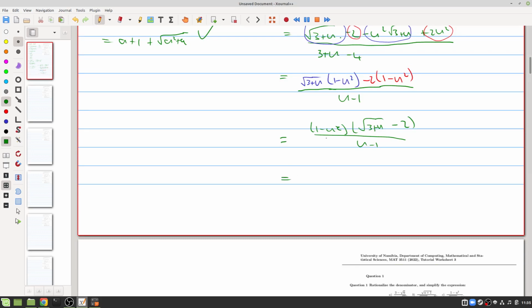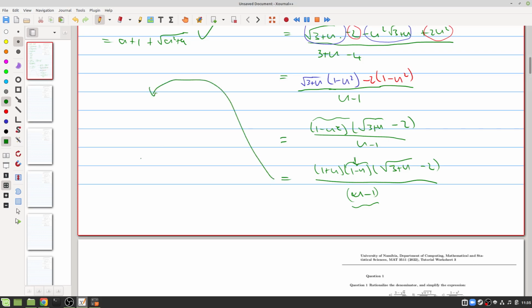So now, from this first one, we can say that's just the same as 1 plus u, 1 minus u. And then square root 3 plus u minus 2 all over u minus 1. So now we can see these two brackets look pretty similar, but they're not exactly the same. So what we can do is we can factor out a negative 1 from this one. So we'll keep the first bracket, the 1 plus u. Then we'll factor out a negative from here.